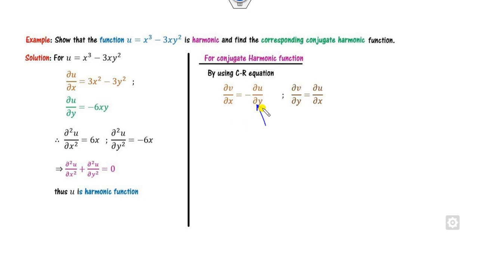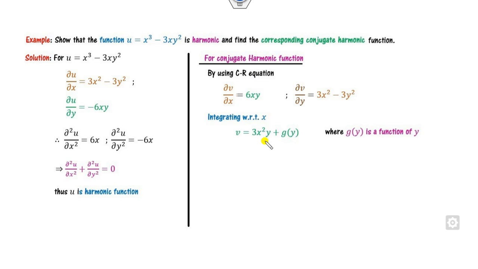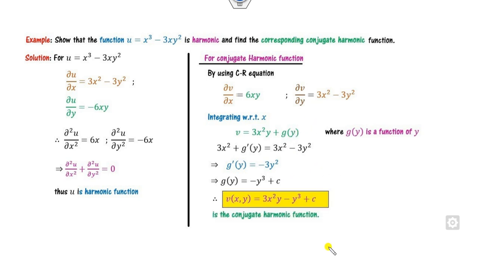I can substitute the values of u_x and u_y here, so you will get this. I can integrate this with respect to x, so you will get this term. Substitute this value as here and you can simplify this. 3x square will be cancelled out. Now you can integrate it, and you will get g of y is minus y cube plus c. Now you can substitute this value as here, and you will get the answer as the conjugate harmonic function.